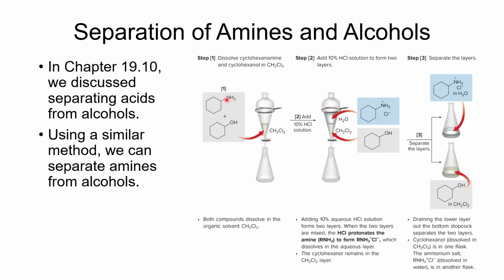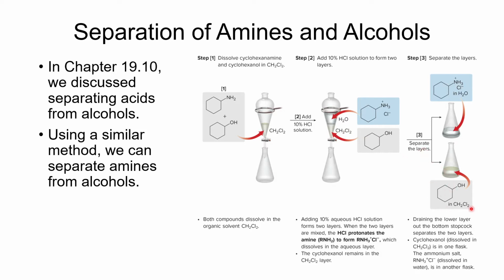We've got both cyclohexanamine and cyclohexanol. They're both soluble in dichloromethane. When we treat that with hydrochloric acid, we use 10% hydrochloric acid, that's going to protonate the cyclohexanamine to form the cyclohexanammonium chloride. So we'll get that ionic compound, which is now going to be water soluble. The cyclohexanol will remain unprotonated, so it'll still be cyclohexanol. And so when we shake this up, this will all dissolve in the aqueous layer up here, and the alcohol will remain in the dichloromethane layer.